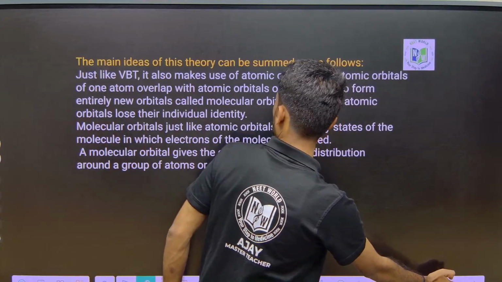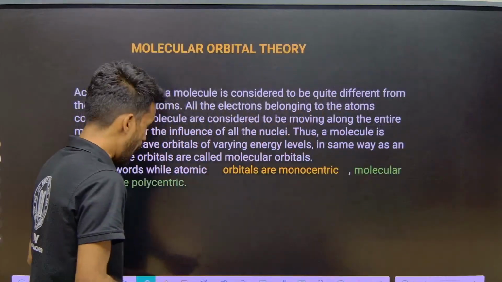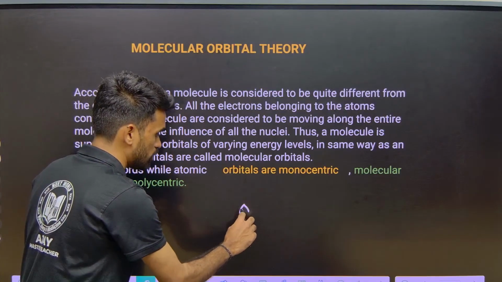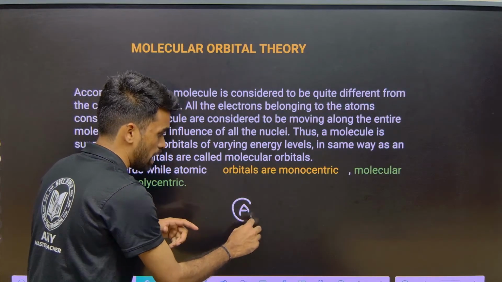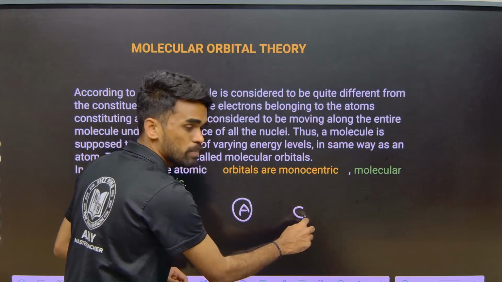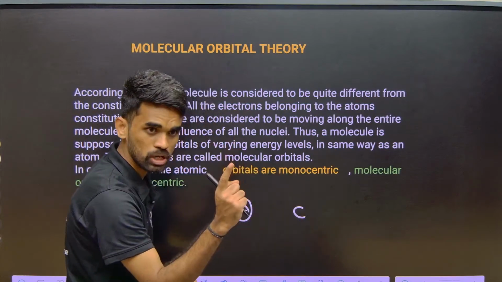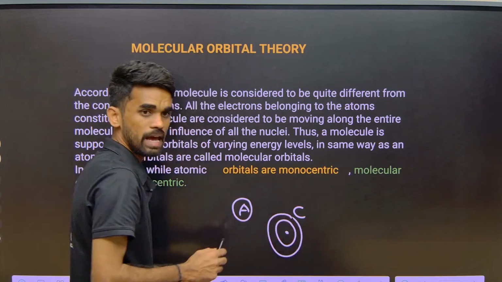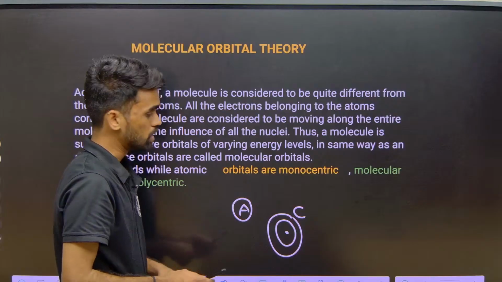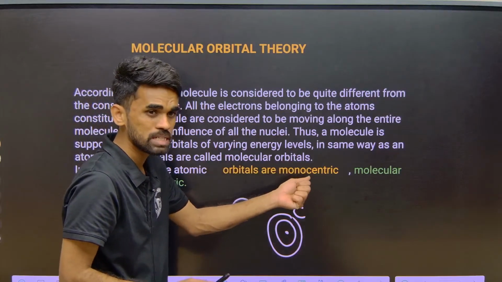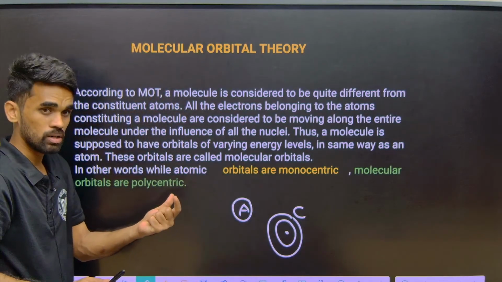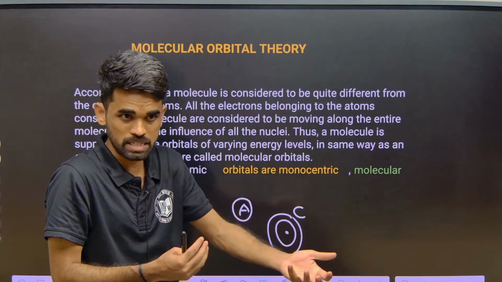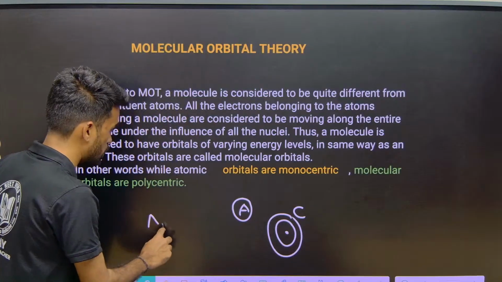Atoms have atomic orbitals, as I told you. Take any atom, for example the carbon atom. An atom has one nucleus, and around this nucleus we have electrons revolving. When it comes to molecules, a molecule is formed by the combination of two or more atoms. For example, the nitrogen atom, N.